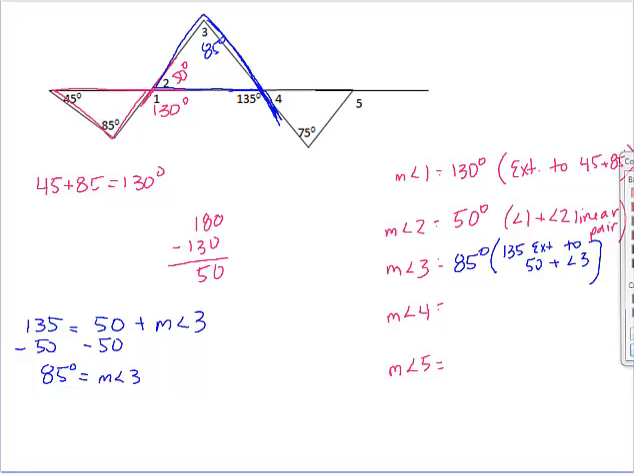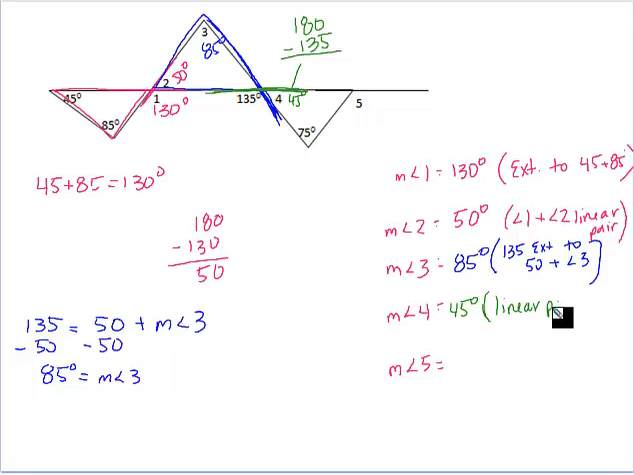Okay. Next up, we want to find angle 4. So if we take a look here at angle 4, notice that angle 4 and 135 are on the same line, so they form a linear pair. So we can do 180 minus 135 to get 45 degrees for angle 4. Justification, a linear pair with 135 degrees. And last but not least, we want to find angle 5.